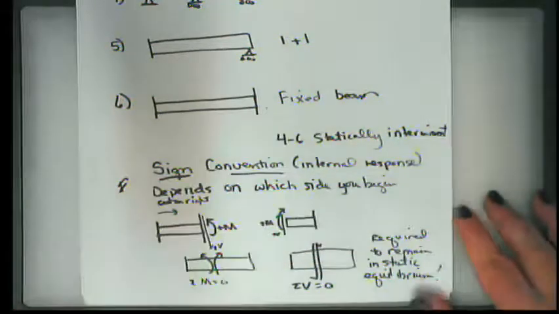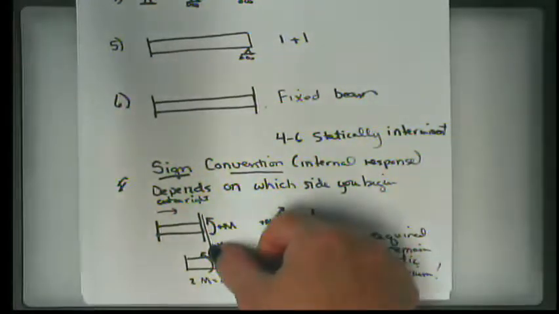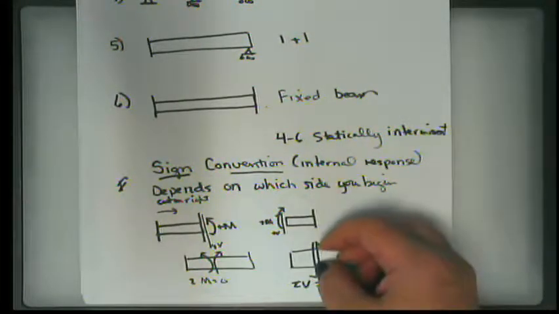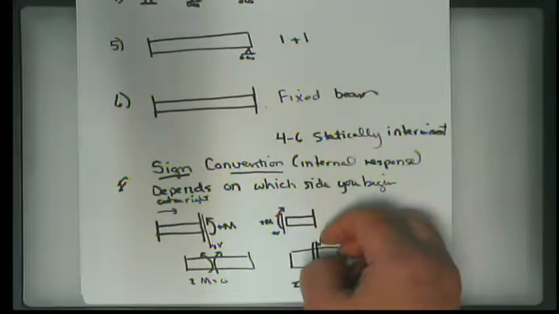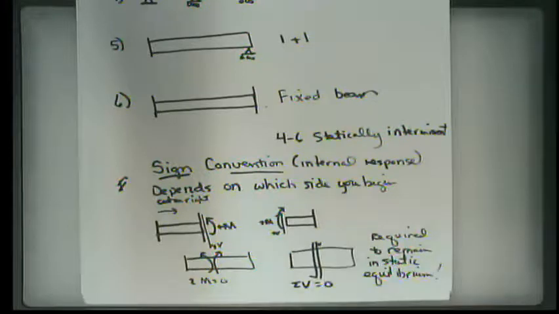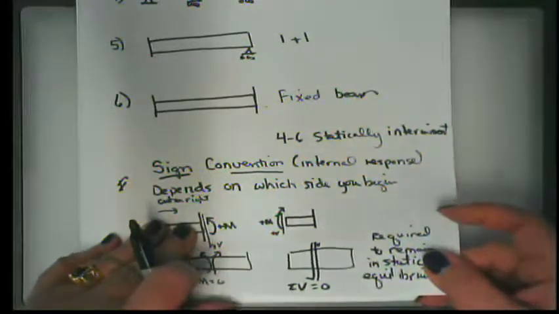So the question becomes, could I do it the opposite? Could I make this moment clockwise and this moment counterclockwise? Absolutely. Could I make this V up and this V down? Absolutely. There's no benefit to it, but if you choose to do that, I will support your choice. But if we just go along like this, you can follow along in the book, and you'll be able to do your homework problems, and your answers will come out to be the same as everything else.